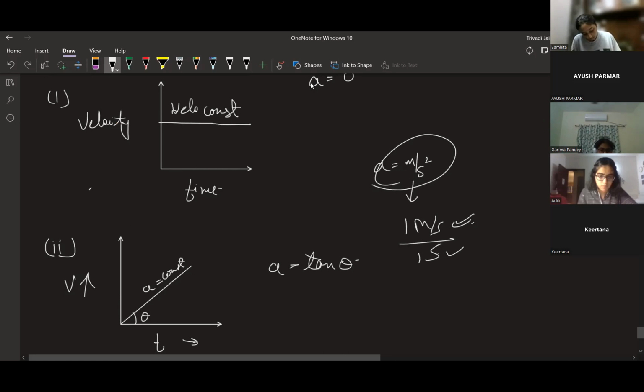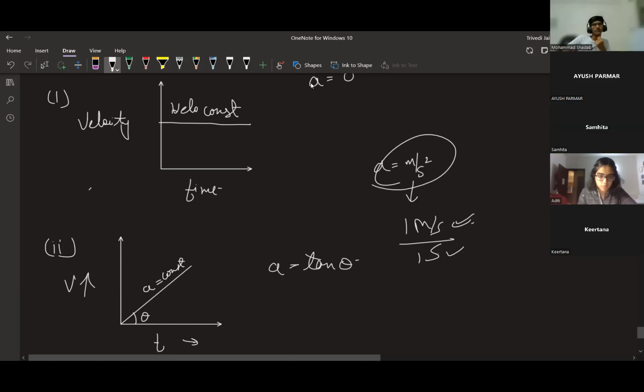That's what it means. So when we are saying 1 meter per second square is acceleration, that means we are increasing speed or velocity, whatever it is, by 1 meter per second every second. Yes, sir. Okay, understand this meaning also.